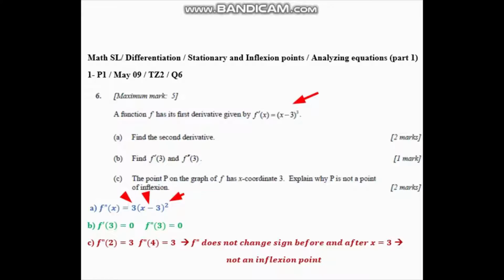As for question B, you are required to find f dash of 3 and f double dash of 3, which is simply found by substituting x for 3 in the given equations. So f dash of 3 requires that we put 3 instead of this x, and hence we get 0. Similarly, f double dash of 3 requires that we put a 3 instead of this x, and we also get a 0.